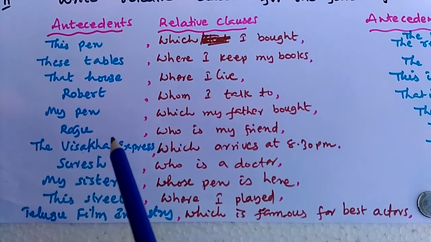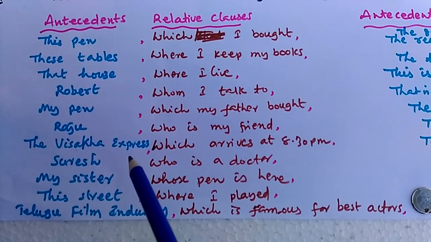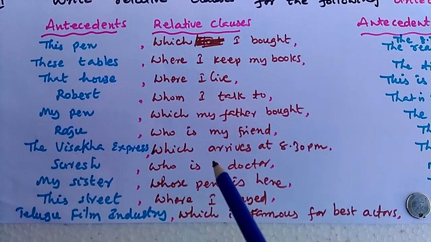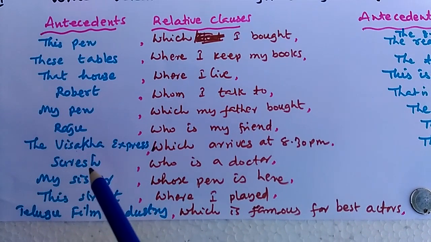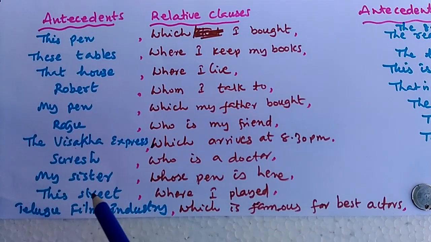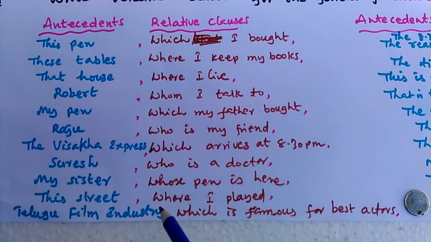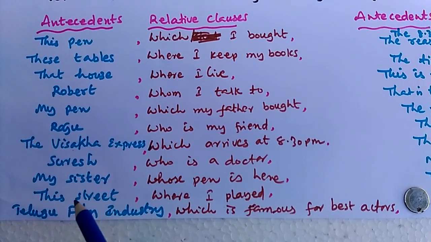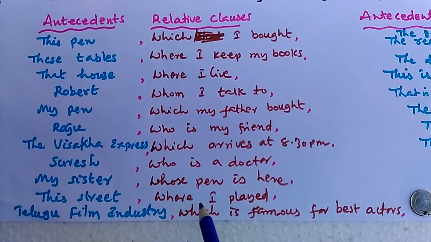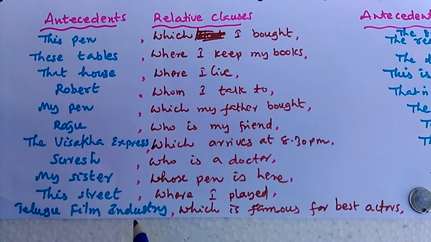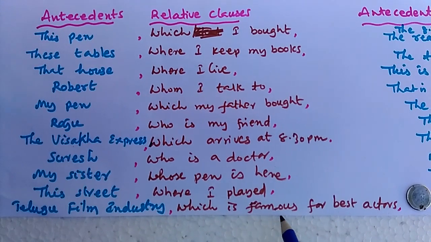"Raju" here is a name. So this is a non-defining clause. "The Vishaka Express," here also the name of the express is given. So we can easily say that this is a non-defining clause. "Suresh," a name, we can easily identify who he is. So this is a non-defining clause. "My sister," we can easily identify by this antecedent. So this is a non-defining clause. "This street," whenever we say this or that, we can easily identify which street it is. So this is a non-defining clause. "Telugu film industry," we can easily identify which industry it is. So this is a non-defining clause.